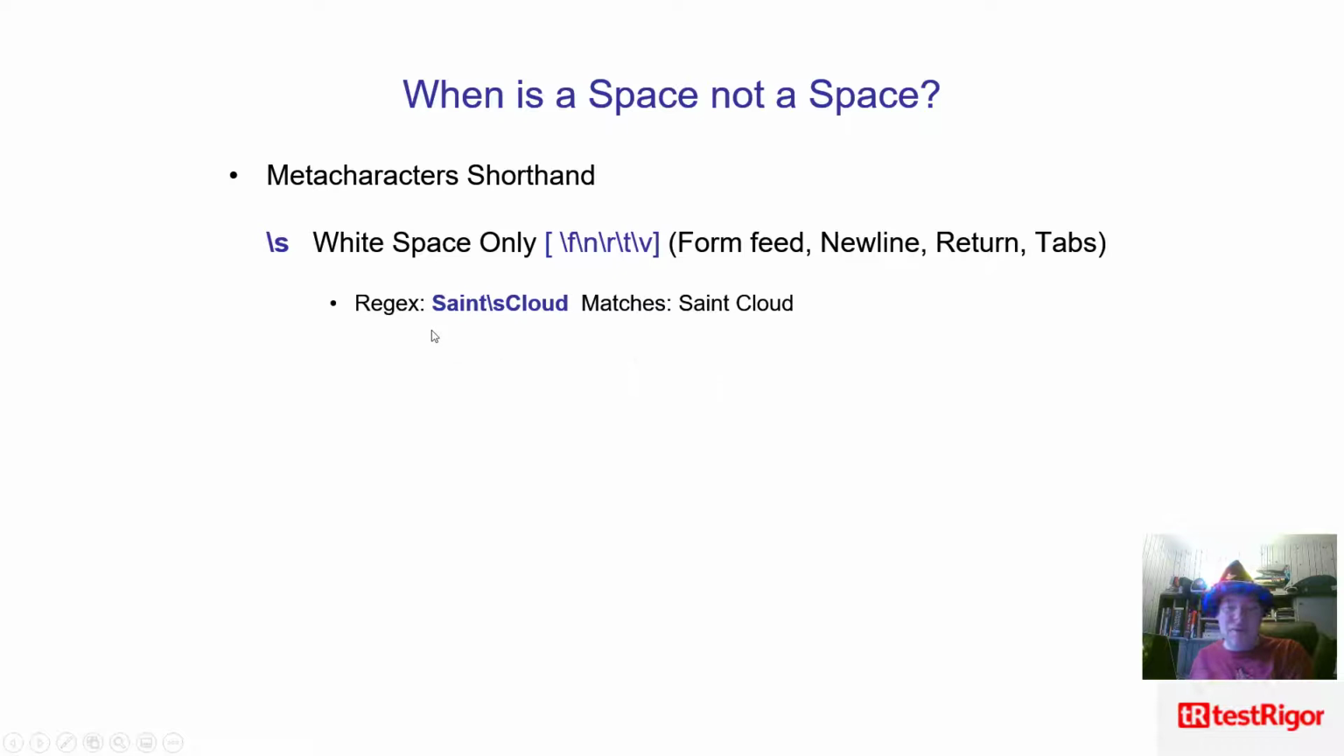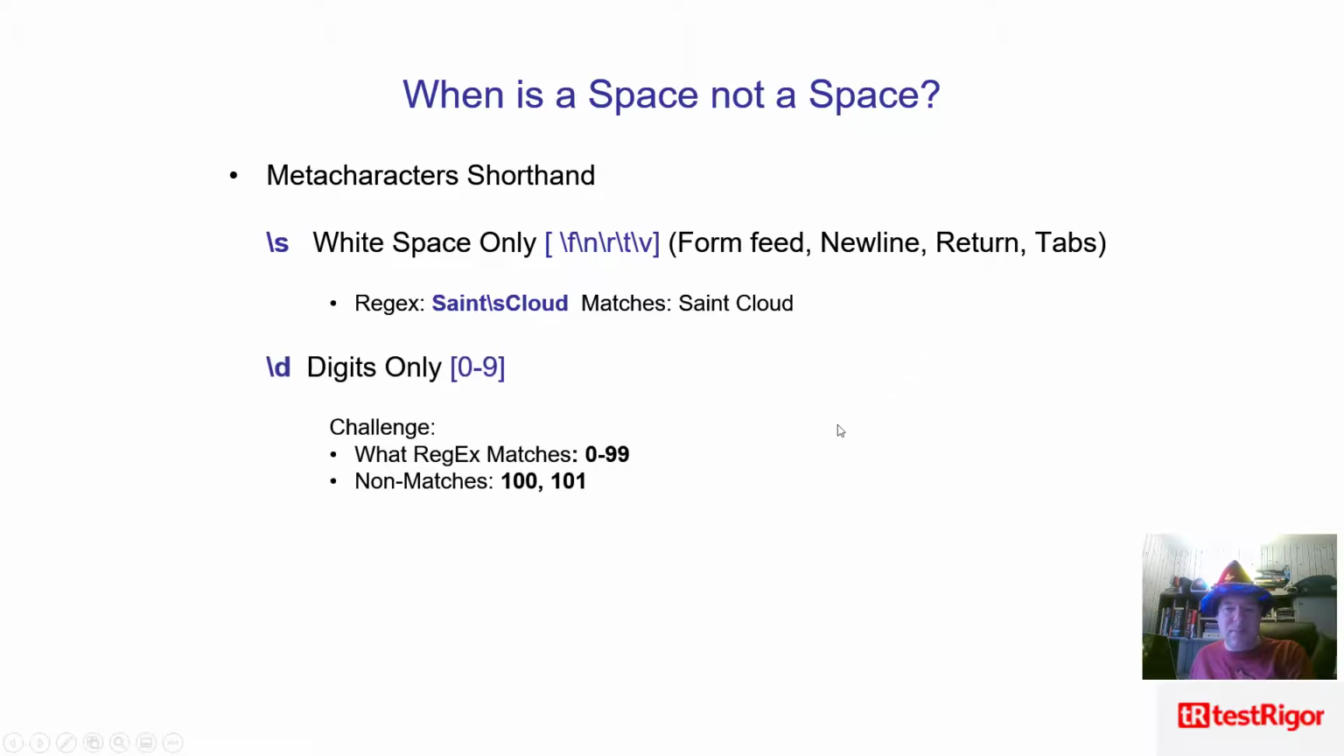All right, so here is our regex. Saint\scloud will match Saint Cloud. All right, another shortcut we have there is \d, which is digits. \d is exactly the same as this regex in a bracket where we would match any number from 0 to 9. By the way, there's a dash in there. Dash is also a regular expression character you have to keep an eye out for.